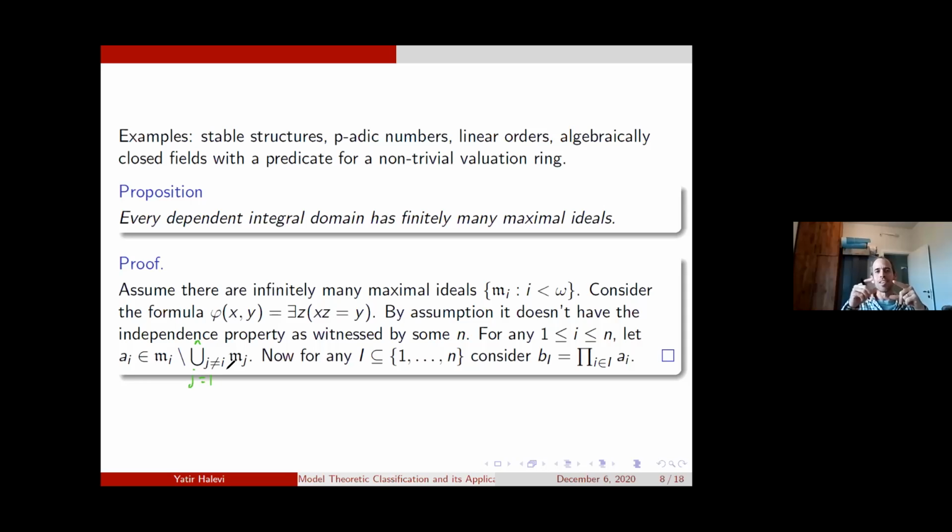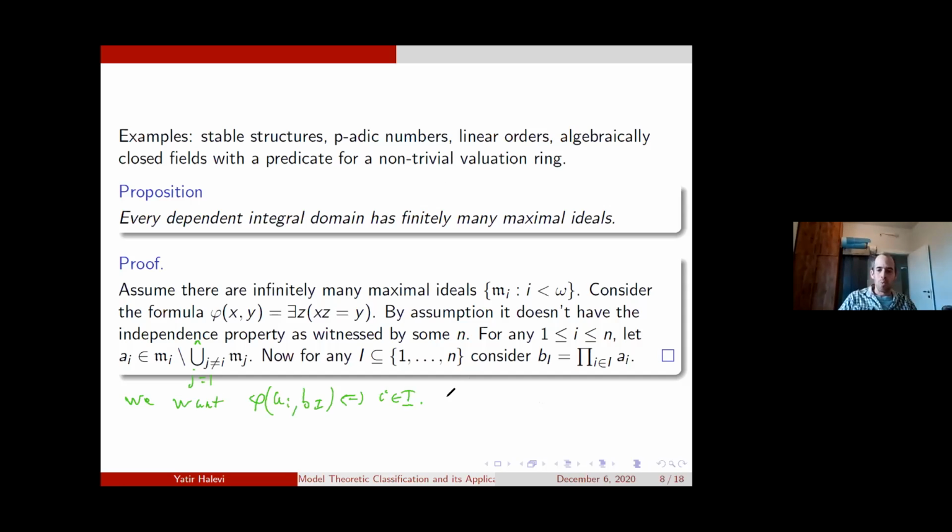Every time that an ideal is covered by a finite union of prime ideals, it must be contained in one of them. But maximal ideals are not contained in each other by definition, so you can always find an element that is in a certain maximal ideal but not in the other. They form an antichain. Now, if you choose any subset I of 1 to n, let's consider the product of those a_i. Let's see that this exactly gives us what we want. We want phi(a_i, b_I) if and only if a is in I. This is what we want to show in order to get a contradiction to dependence.